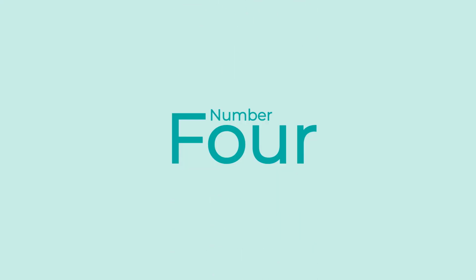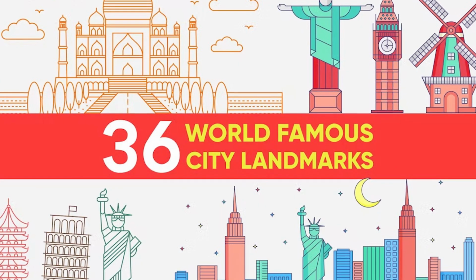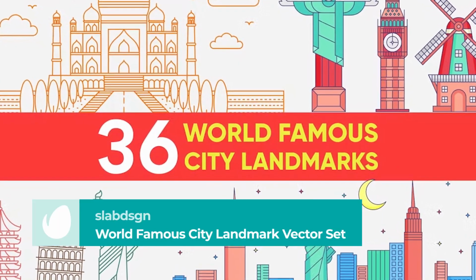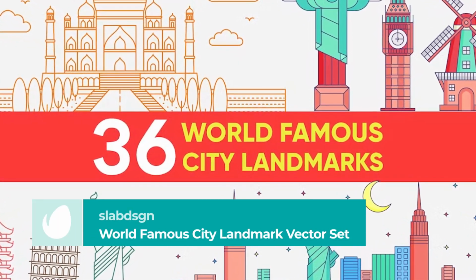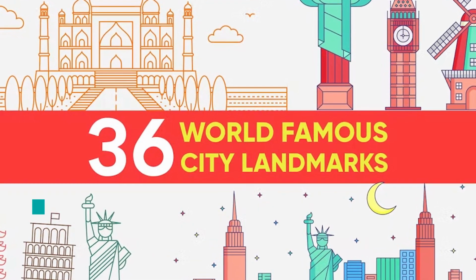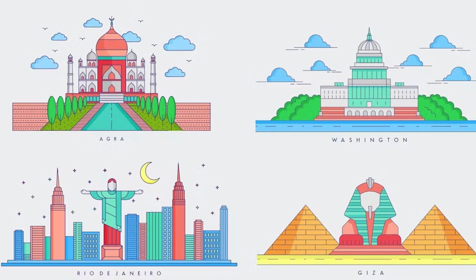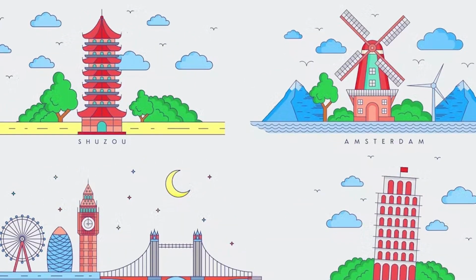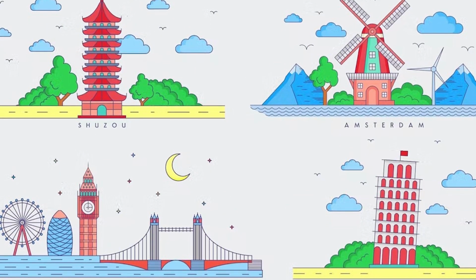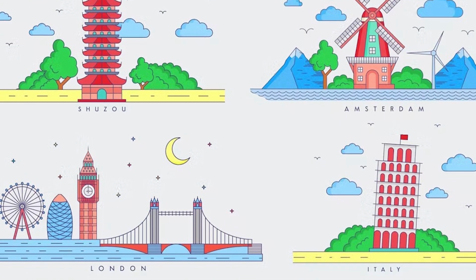Number 4. World Famous City Landmark Vector Set by Slab Design. In this package, you'll find vector versions of several famous tourist monuments, from the Statue of Liberty to the Great Sphinx of Giza, passing via the Leaning Tower of Pisa and the Christ of Rio de Janeiro.